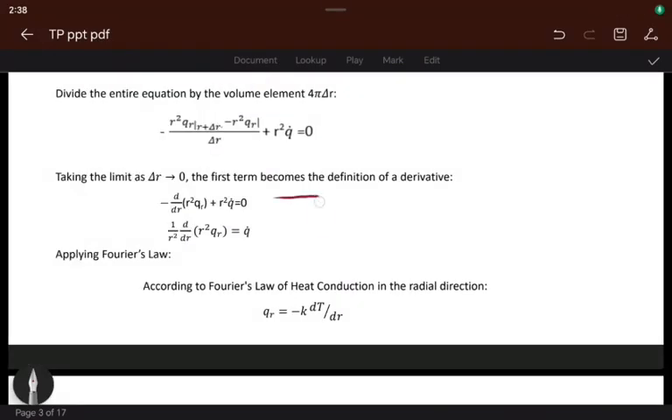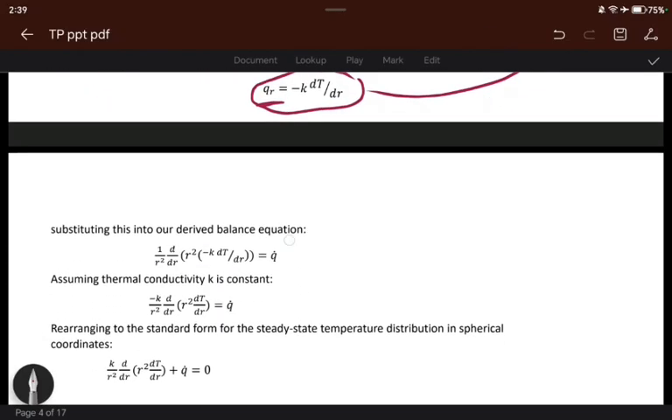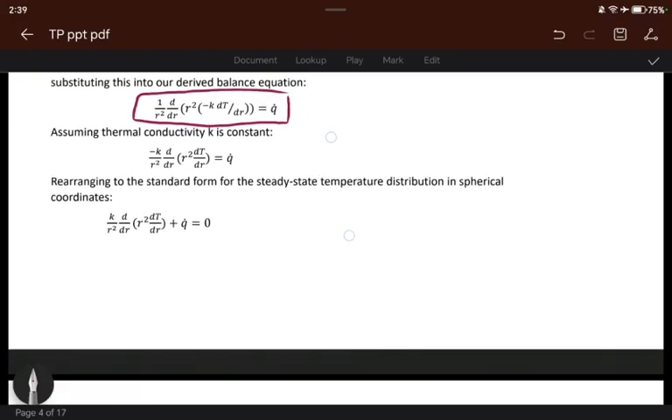After that we simplify this equation and we will get 1 by r square d by dr of r square q_r equals q naught. So now apply Fourier's law for heat conduction, that is q_r equals minus k dT by dr. So the value of q_r we will put in this equation here. So we will get our equation like 1 by r square d by dr of r square times minus k dT by dr equals q naught.